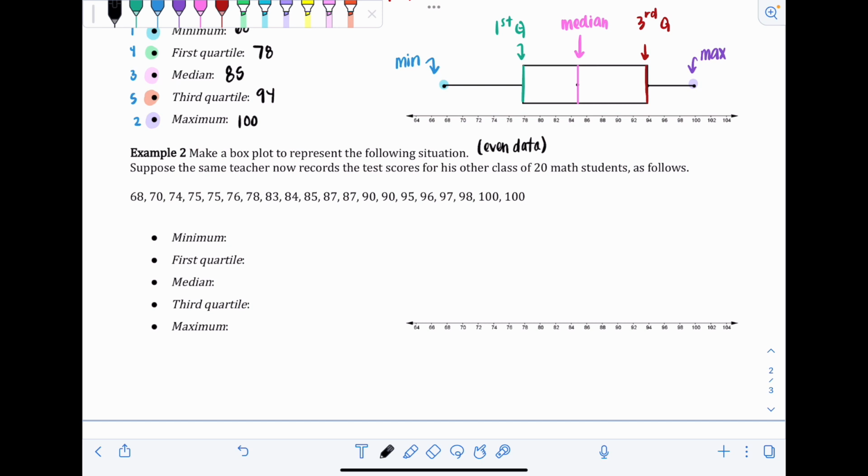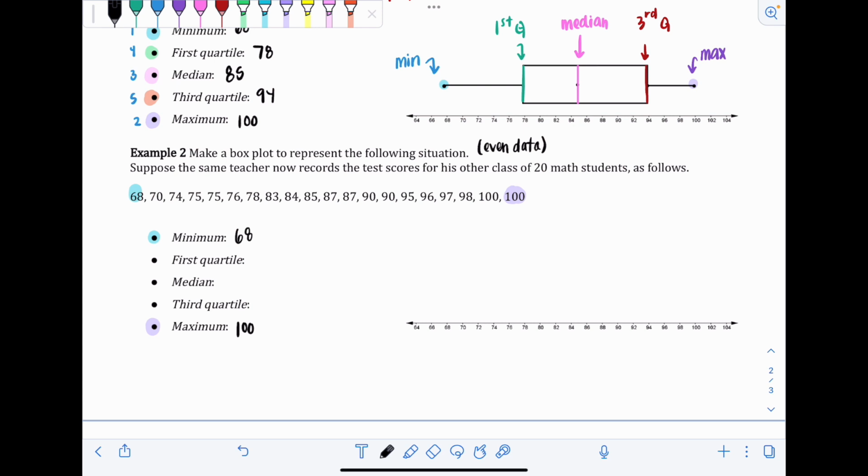So we have our data set, which is 68, 70, 74, 75, and so on. We want to go through and find minimum, first quartile, median, third quartile, and maximum. So the minimum, that's the smallest number in the entire data set. So the smallest number in this data set is 68. I'm going to find the maximum next. That's the largest number in the whole data set, which is 100.